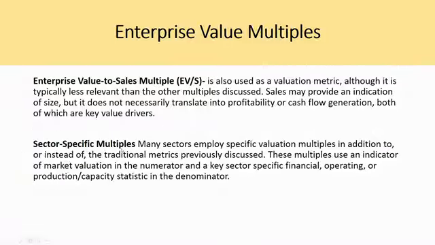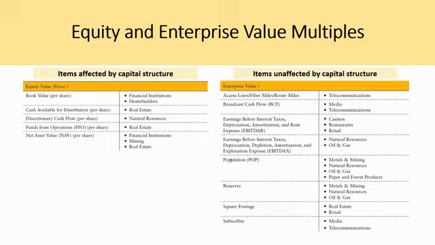And then there are also sector-specific multiples using the enterprise value multiple. So many sectors employ specific valuation multiples in addition to or instead of the traditional metrics previously discussed. These multiples use an indicator of market valuation in the numerator and a key sector-specific financial, operating, or production capacity statistic in the denominator. And so we'll actually take a look at this. So for items that are affected by the capital structure, you would use the equity value. So you could do equity value to book value, equity value to cash available for distribution, equity value to discretionary cash flow, and equity value to net asset value or net income. And for enterprise value, you can use broadcast cash flow. So these are more sector-specific measures, and these are for the more advanced things.